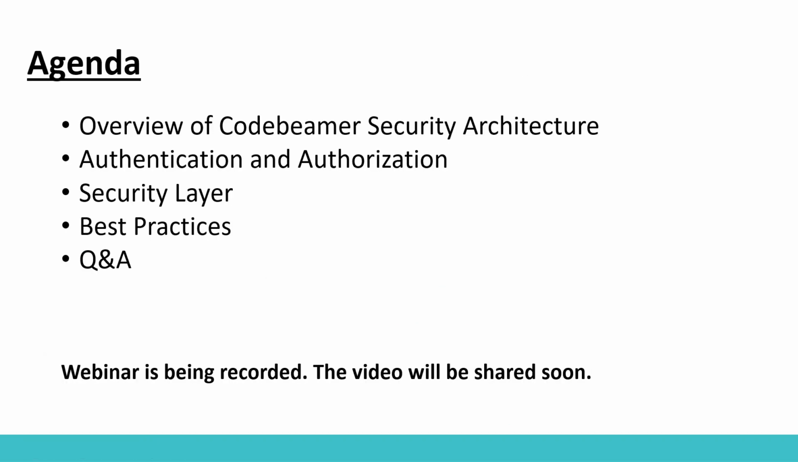And here is the agenda. What we will present you today is the overview of the Codebeamer security architecture. Then we will go into authentication and authorization. That's sometimes a little bit not so easy. And then go to the security layers, go over best practices, how you can do that, and then have a QA session at the end.